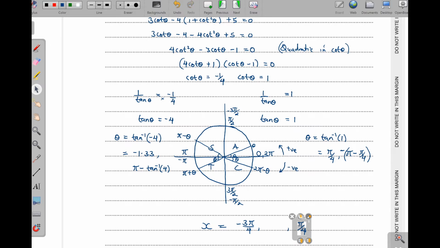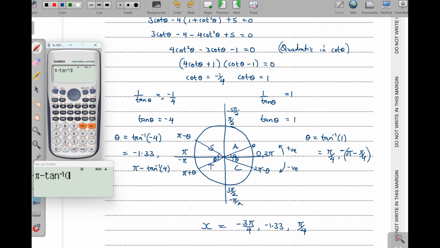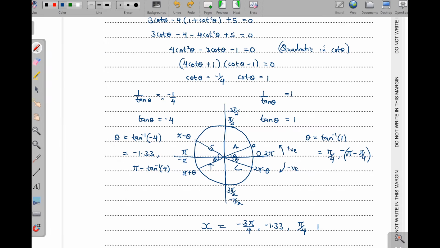1.33. Let me take this one here. Then I have negative 1.33. And then lastly, what we get here: pi minus the arctan of 4, that is 1.82, and that is that. These other ones, I'm writing them to 3 significant figures.